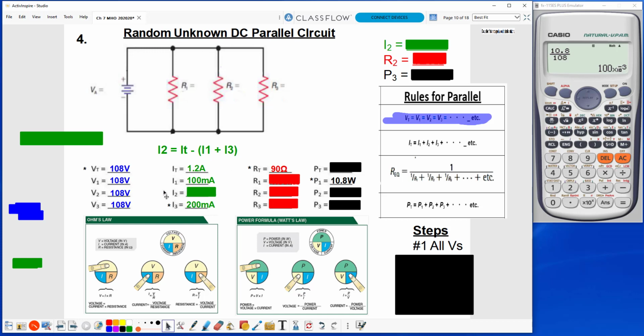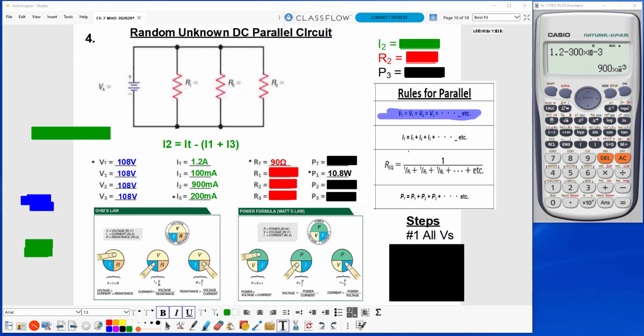So I got 1.2 amps minus 100 and 200 is 300 milliamps, 300 times 10 to the negative 3, equals 900 milliamps. So I did a little fill in the blank there to find I2, not IT. I misspoke, sorry.